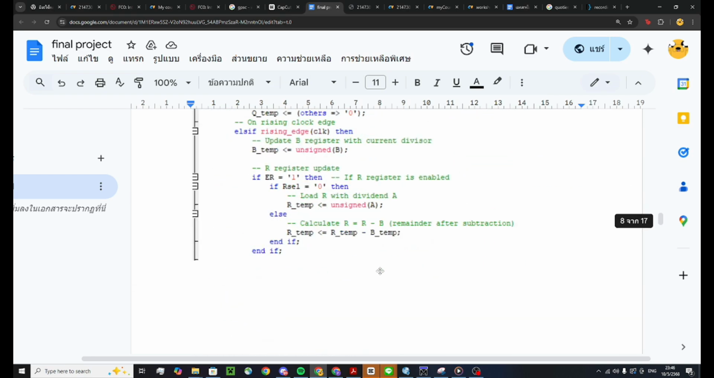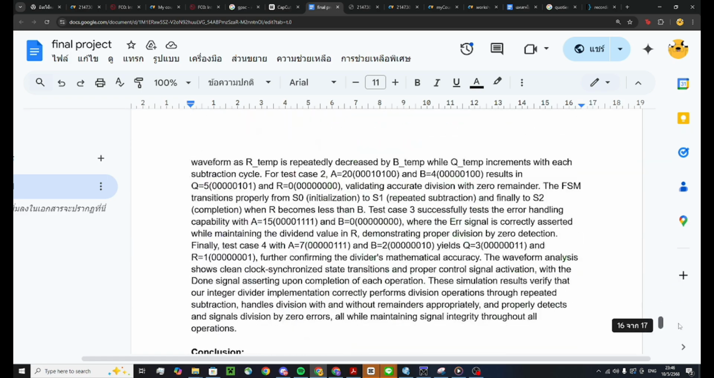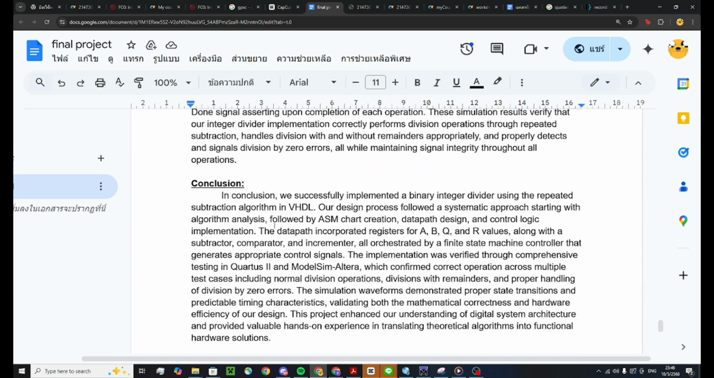So as you can see, we successfully implemented a modular FSM-controlled integer divider, fully completed VHDL code verified with realistic test cases, supporting 8-bit unsigned division, and handling divide by 0 errors. That's all for today.